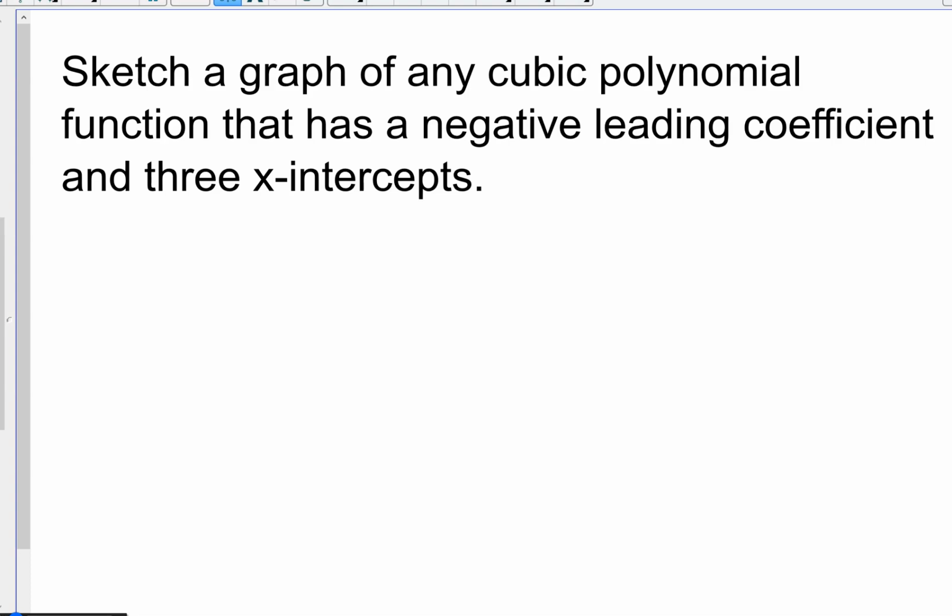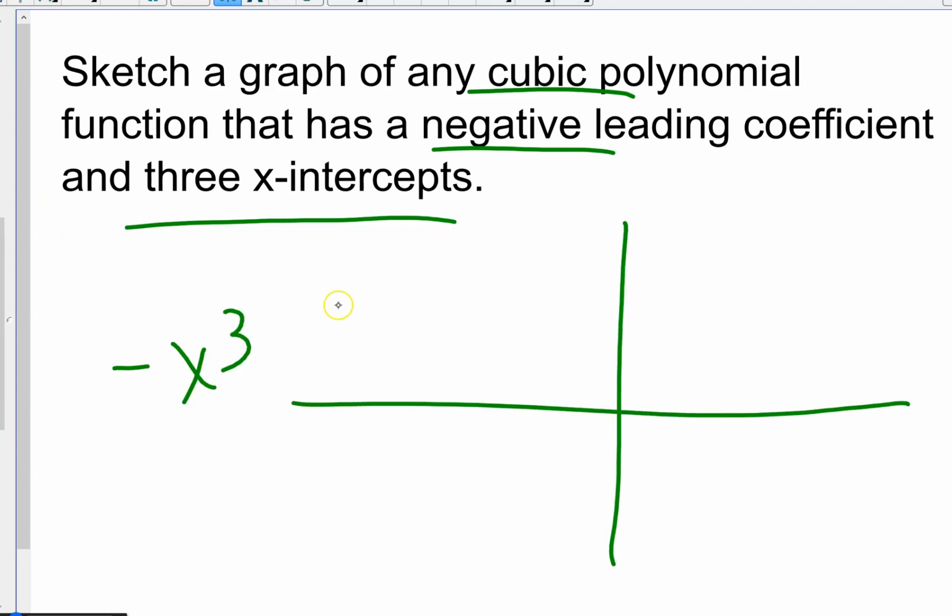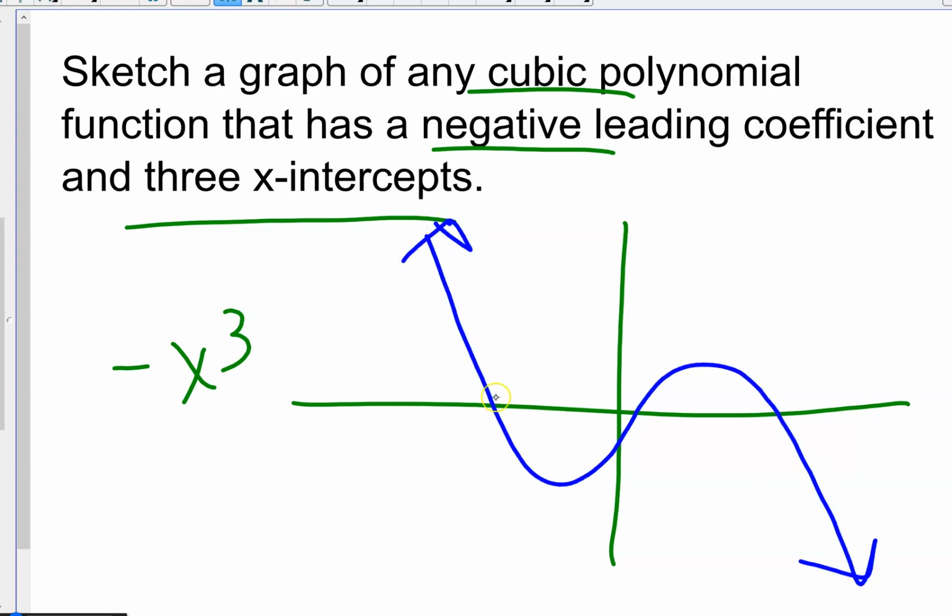Next one, sketch a cubic function again with a negative coefficient and 3 x-intercepts. So a negative with 3 x-intercepts. So when the a is negative, and here's my 3 x-intercepts.